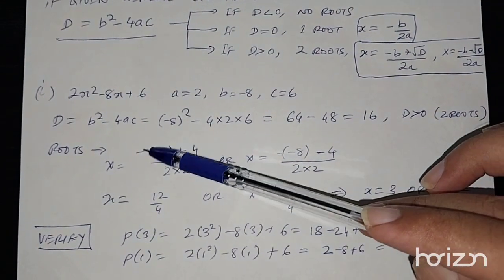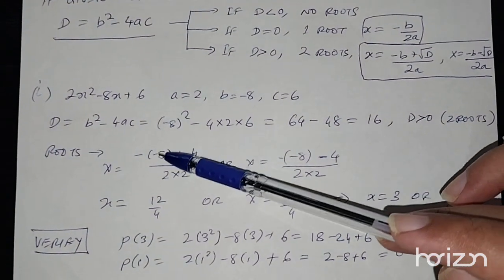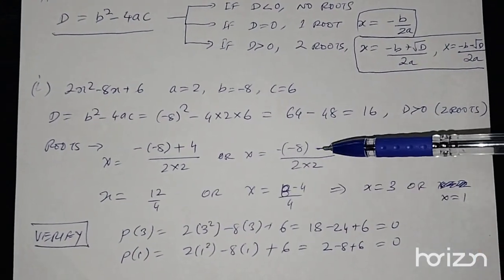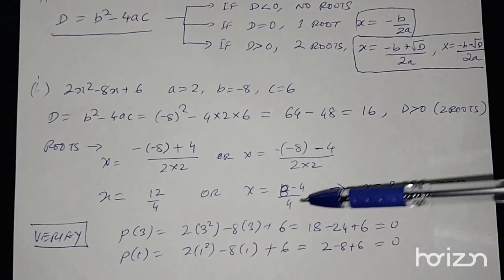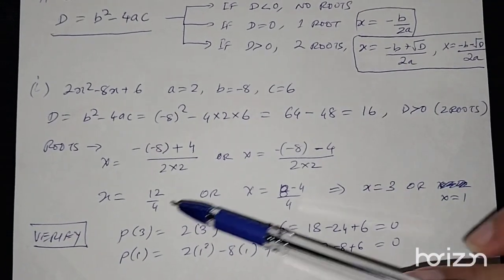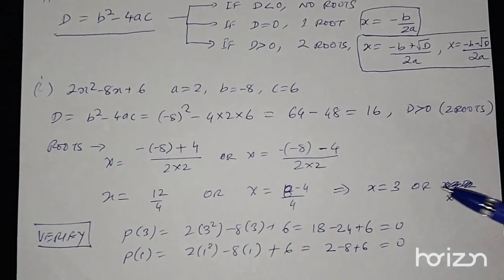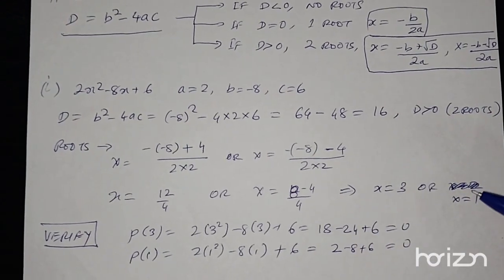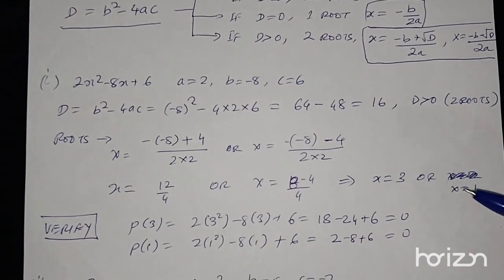So here you will get 8 plus 4, 12, 12 by 4, or here you will get 8 minus 4 by 4. So x is either 12 by 4, which is 3, or x is equal to 8 minus 4 by 4, which is 4 by 4, which is 1. So the two roots are 3 and 1.